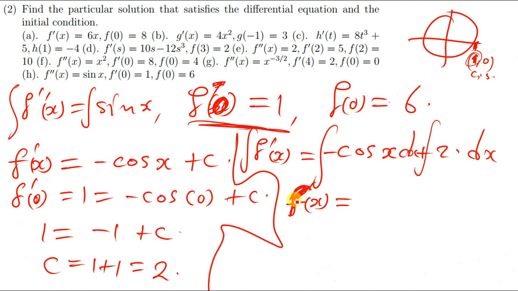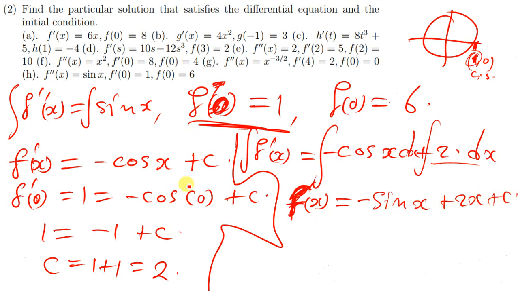So this one will give us f of x is equal to, then integrating negative cos. So this one is just the same as integrating cos. When you integrate cos, you get sine. So when you integrate negative cos, you get negative sine x. Okay. You get negative sine x, and then integrate 2, you are getting 2x and then plus c.